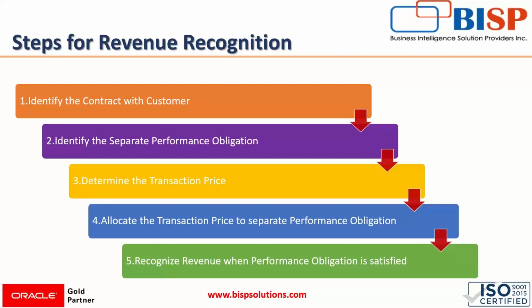Next comes the allocation of the transaction price to a separate performance obligation. Just as mentioned earlier, if we sold any equipment, this is one performance obligation. But if many performance obligations are involved, how can we allocate that price?